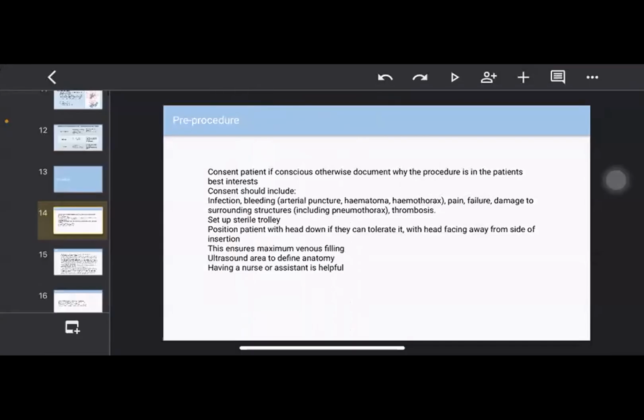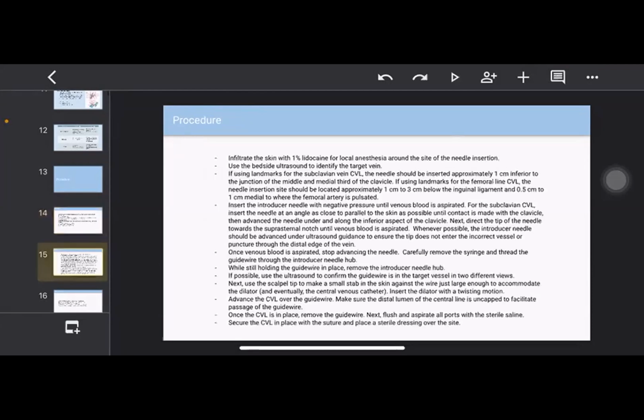Okay, so basically after the suture is done, they did a cleaning of the suture site, and also they put a bandage on the puncture site. Okay, next we will go to the complications.